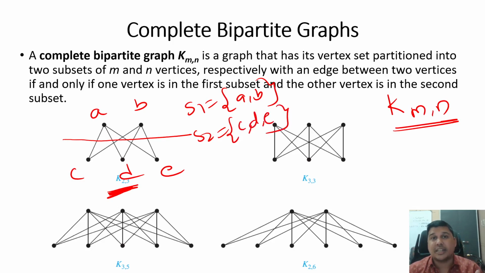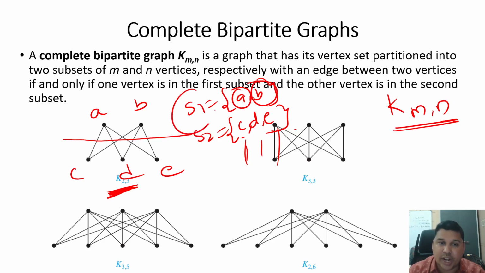I am able to partition that graph, or partition those vertices, into two different sets, S1, S2, such that, what is a complete bipartite graph? Such that from this vertex A, there should be an edge to C, D, E. And from this vertex B, there should be an edge to C, D, E. This is a complete bipartite graph. It means all the vertices in set 1 should have an edge with all the vertices in set 2. Then we say it is called a complete bipartite graph.